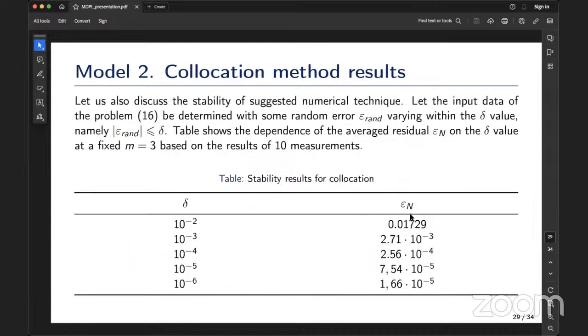Also, because in real applications it's important to have a certain level of stability of the numerical technique, we now perturbed it with some random error, epsilon rand, varying within the delta values. So the absolute value of epsilon rand is less than or equal to delta. This table shows the dependence of the averaged residual on epsilon values for fixed m equal to 3, for the results of 10 measurements. So that's the stability results for collocation.